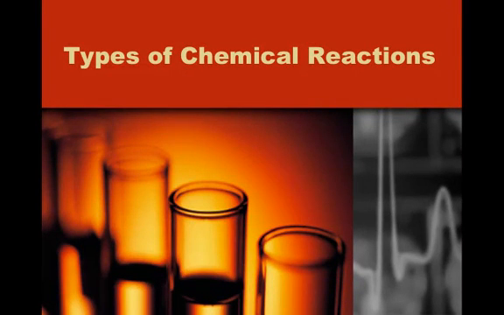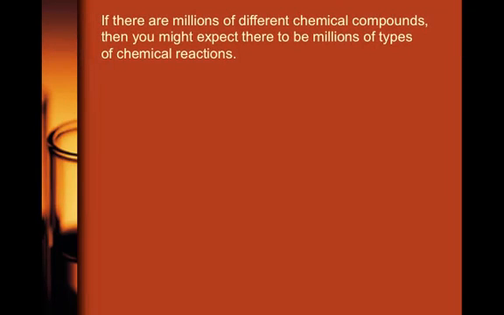Okay, guys, so chemical reactions, the types of chemical reactions that there are. So, there are millions of different chemical compounds. You might think there are millions of types of chemical reactions to get those millions of compounds, but that's not true. There are categories of chemical reactions. There's not that many. In inorganic chemistry, which is what we're talking about, there's 5 basic types of chemical reactions.